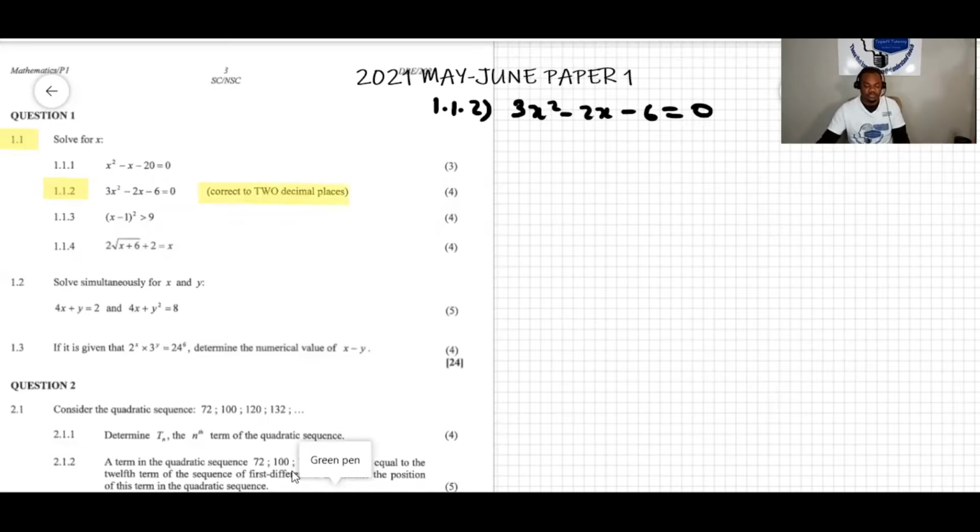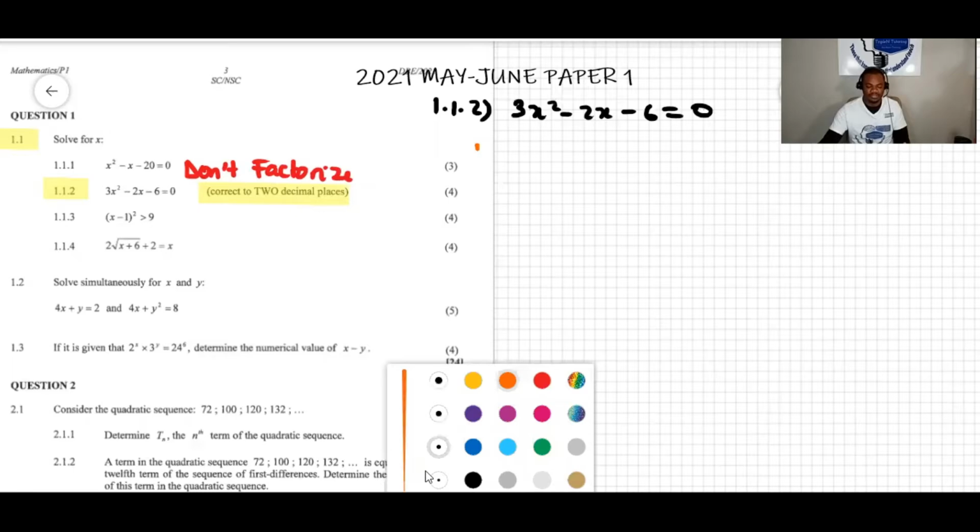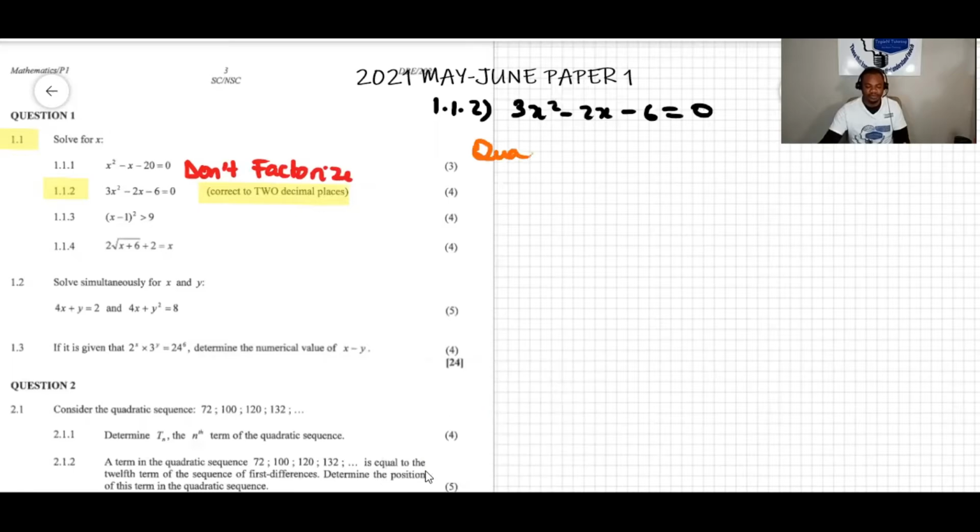Well, it is important to note, let me give you a hint, that whenever you see the statement correct to certain decimal places, or leave your answer in the said form, understand that you don't factorize here. Don't factorize. You are either going to use the quadratic formula, or the completing the square technique. Okay, I'm right here, quadratic formula.